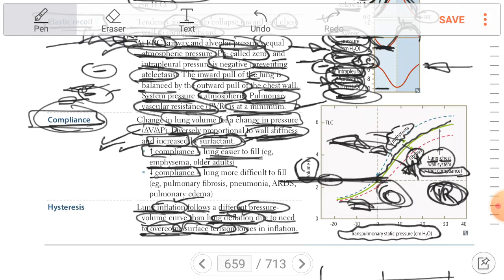Then decreased compliance: the lung is more difficult to fill. There is a decrease in distension, a decrease in compliance. Why? Because there is fibrosis, a restrictive pattern, restrictive R to the right. There is decreased compliance in pulmonary fibrosis, pneumonia, ARDS, acute respiratory distress syndrome, and pulmonary edema.